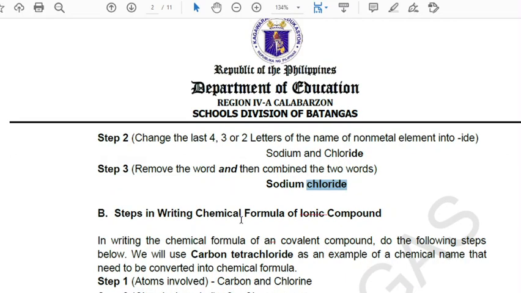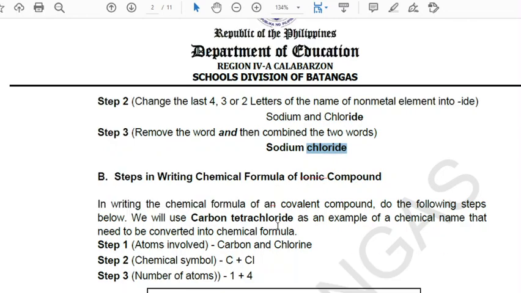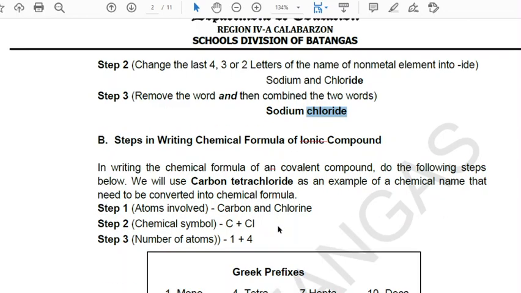Okay? Next. Ano naman kapag covalent compound? So, sorry, this is not ionic. Step B in your copy of LAS is writing chemical formula of covalent compounds. Paano naman natin malalaman ang covalent compound? So again, ang covalent compounds are composed of nonmetals and nonmetals. Dalawang nonmetal, we have a covalent compound.